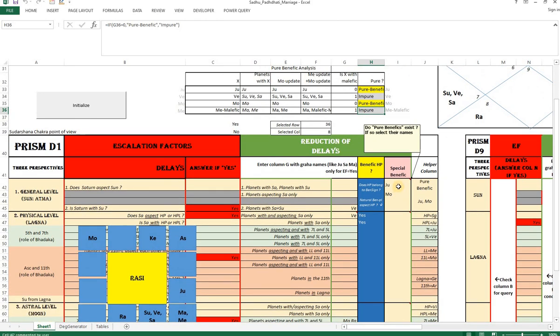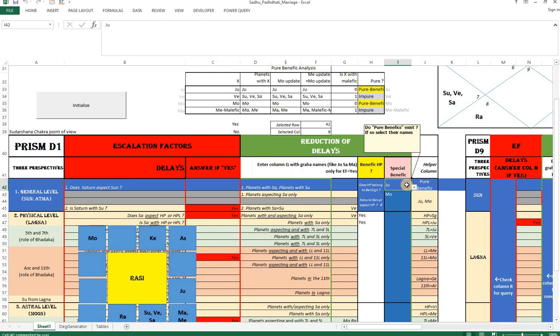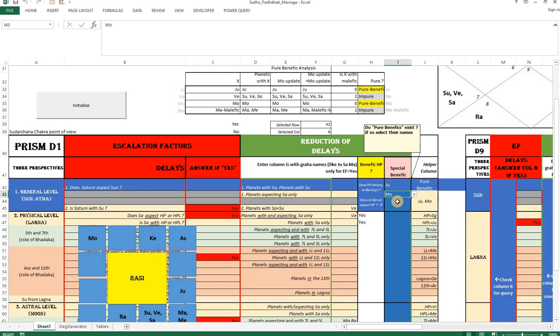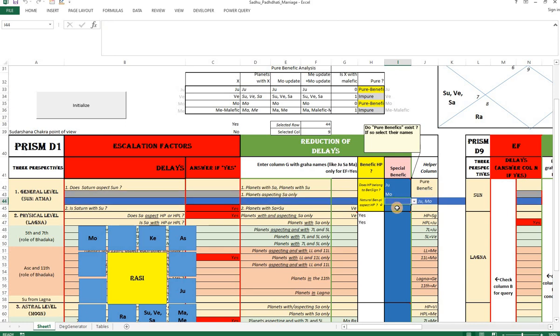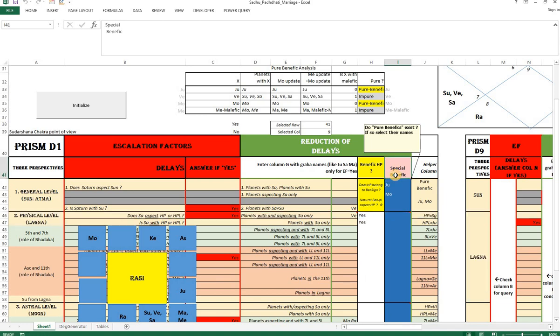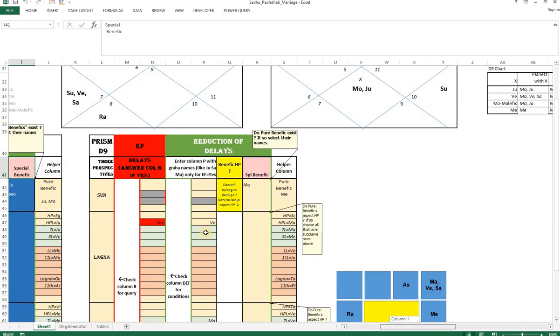whether there are pure benefics in the chart or not. It is not relevant to any particular row. It is a general message whether special benefics are there or not. There are only four possibilities here: either Jupiter, Venus, sometimes Moon, or sometimes Mercury. So pure benefic is something different from natural benefic. The same process is repeated for the D9 chart.